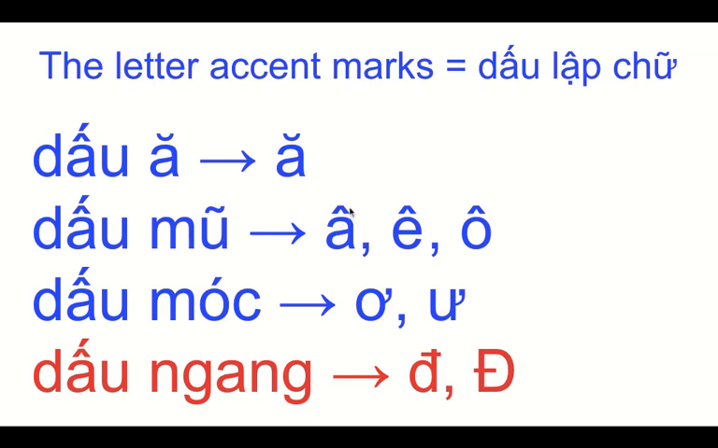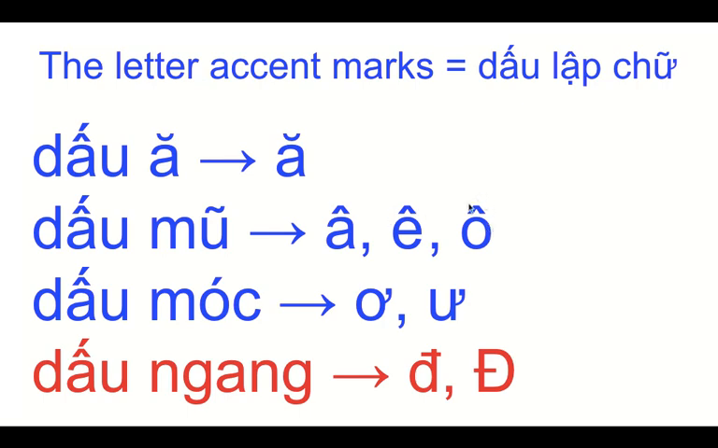And it turns the letter a into â. So without any accent marks, this would be a. But with the hat, it's â. With the dấu á, it's á. This is the letter A. Sounds just like the A in English, right? Letter A.